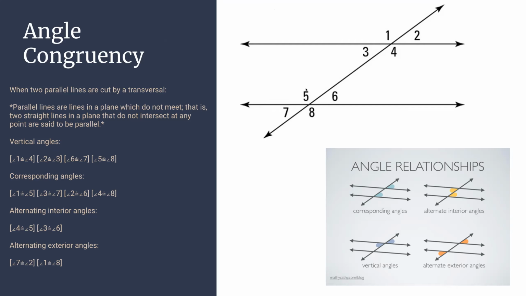And alternating interior angles are congruent. And then we have alternating exterior angles, which are angles that are outside the two parallel lines, and they're on opposite sides of the transversal. In this case, angles 7 and 2 and angles 1 and 8. And alternating exterior angles are congruent as well.